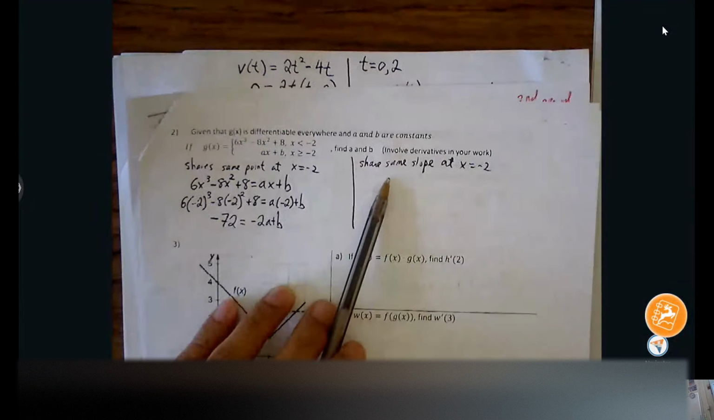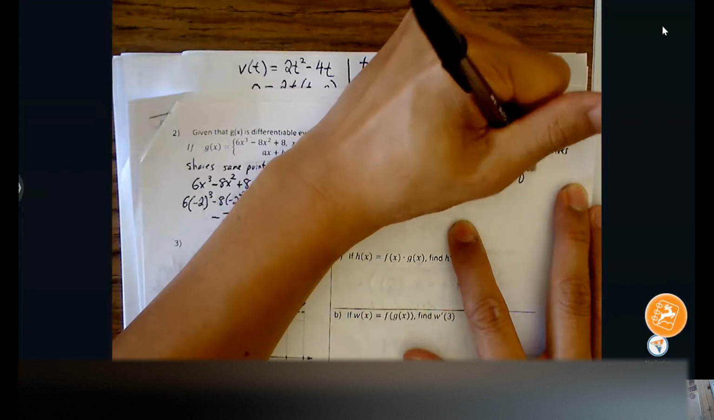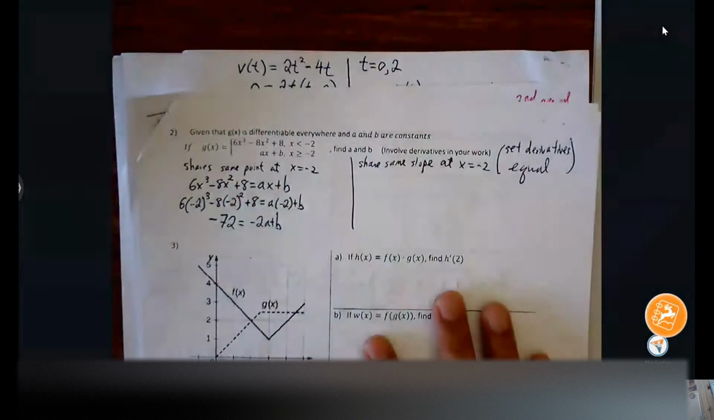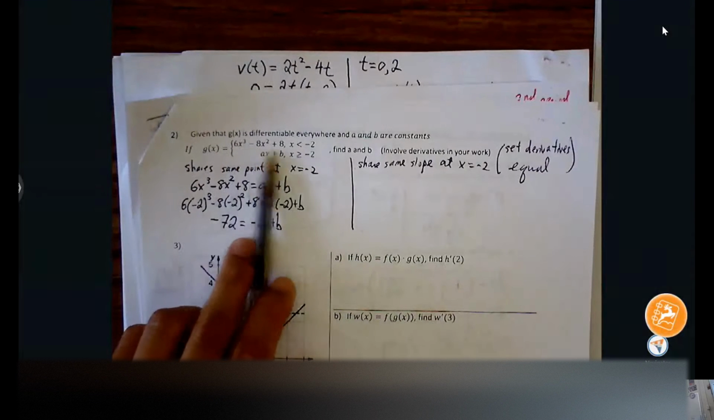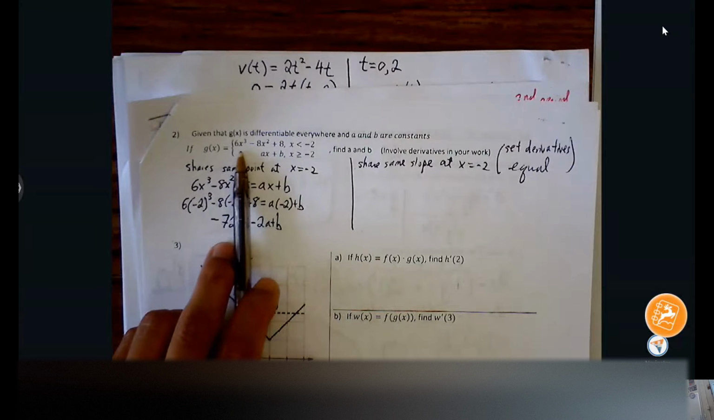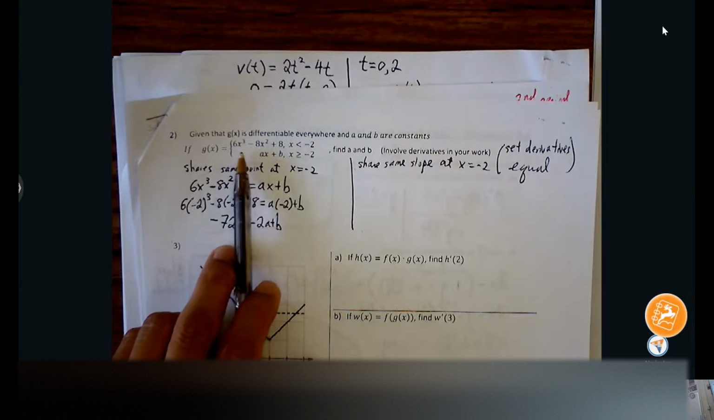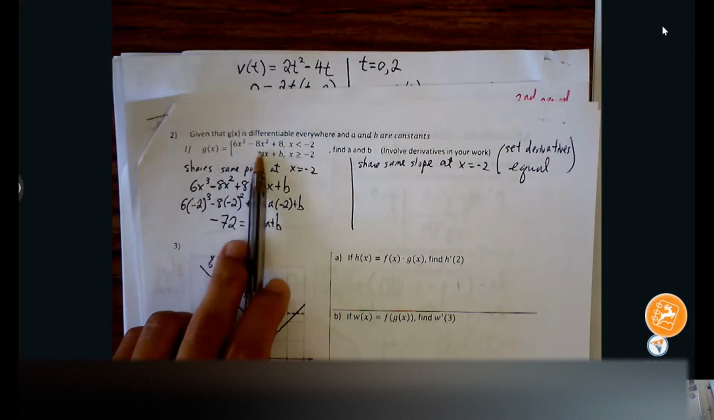Okay, we also want them to share the same slope. That means we can set their derivatives equal to each other. So can somebody tell me what is the derivative of the first expression? Yeah, 18x squared minus 16x, and the constant goes away. Okay.